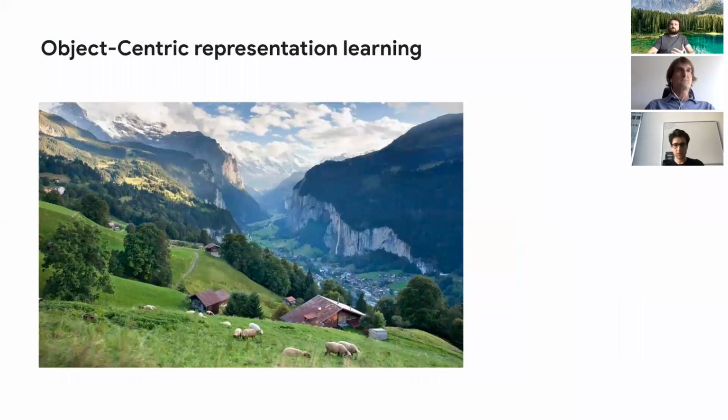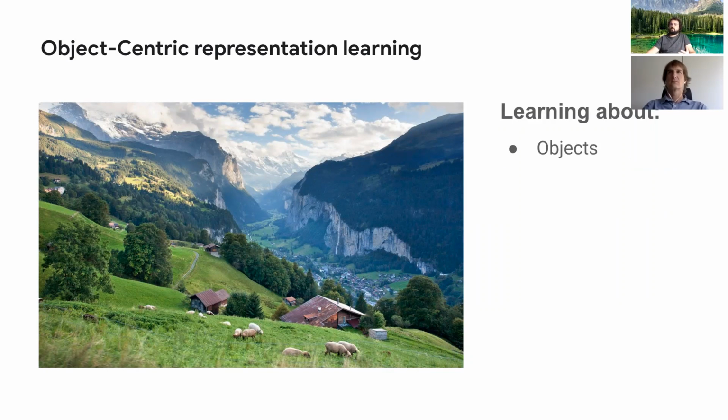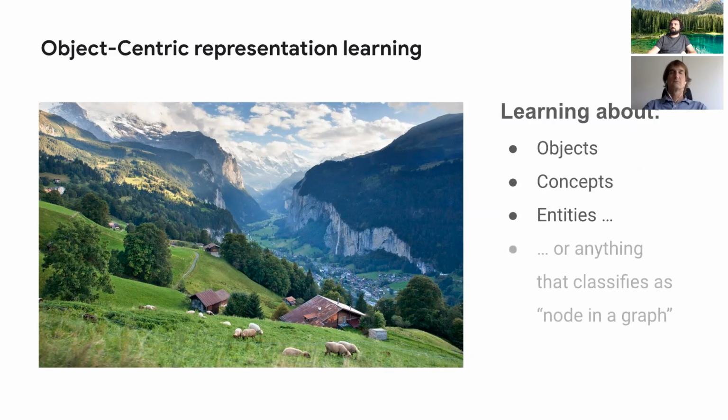When we talk about object-centric representation learning, we mean learning representations that separate objects, concepts, entities, or pretty much anything that you can think of that classifies as a node in a graph.